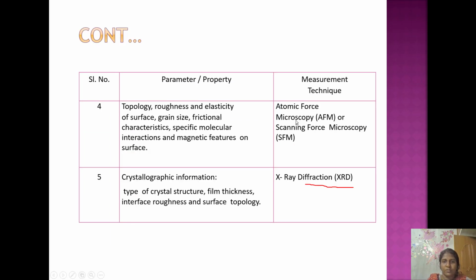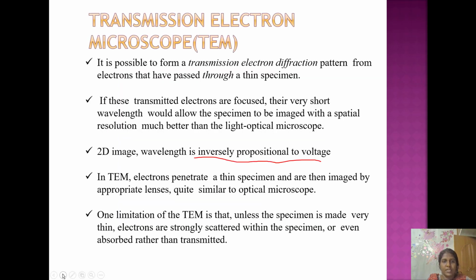In atomic force microscopy, AFM, or scanning force microscopy, we can get details of roughness, elasticity of the surface, grain size, frictional characteristics, specific molecular interaction, and magnetic features on the surface. And the fifth one is X-ray diffraction, XRD. From that we can get crystallographic information like the type of crystal structure, film thickness, and interface roughness. Now we will see them one by one.